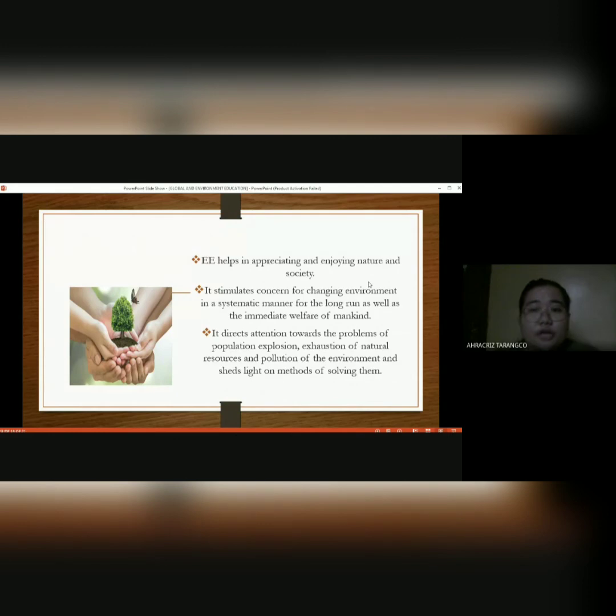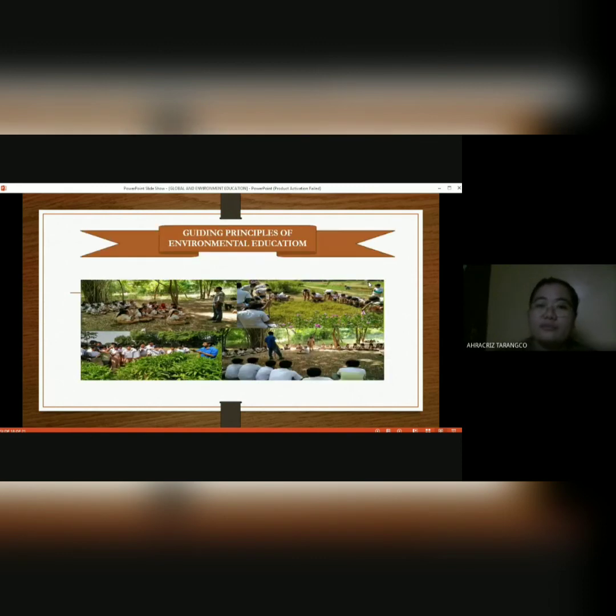It stimulates concern for changing the environment in a systematic manner for the long run as well as the immediate welfare of mankind. It directs attention towards the problems of population explosion, exhaustion of natural resources, and pollution of the environment, and sheds light on methods of solving them.